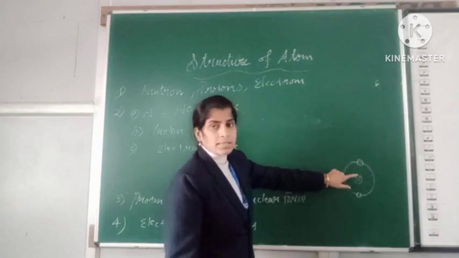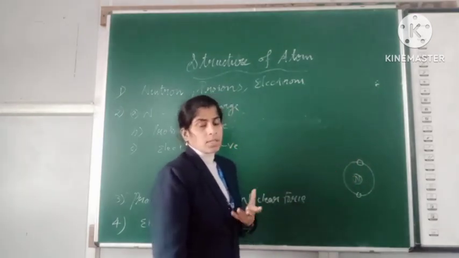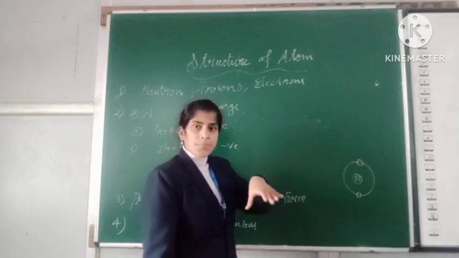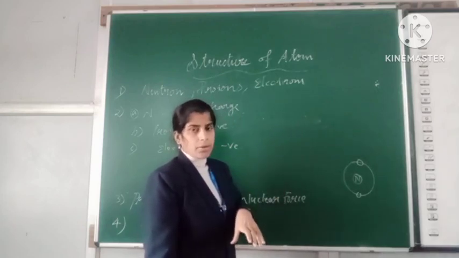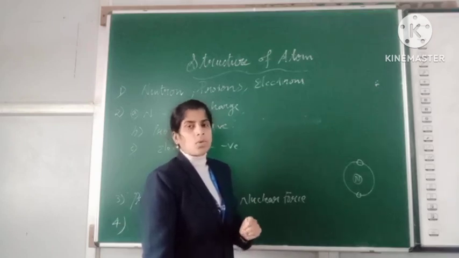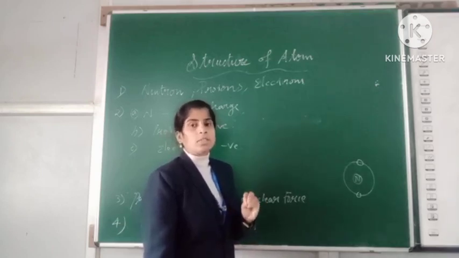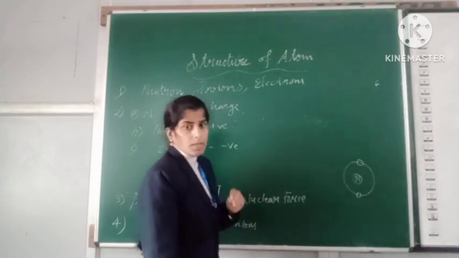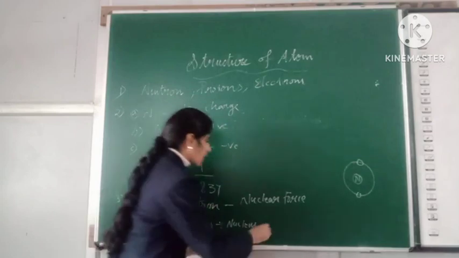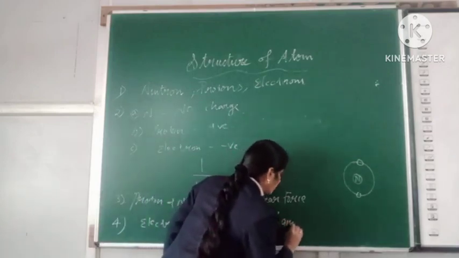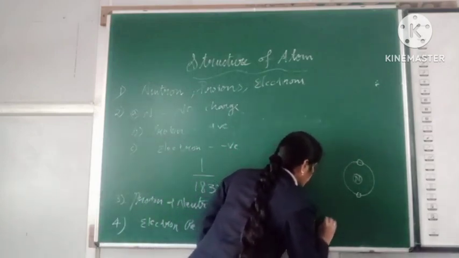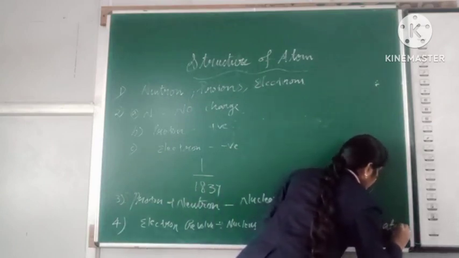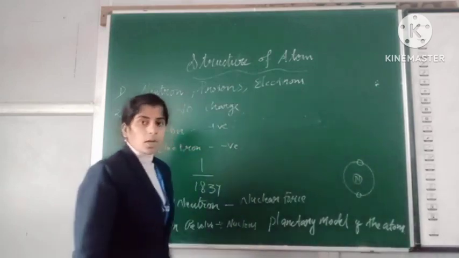Okay, so just like I said about our solar system, you know that the sun is the nucleus, and all other planets revolve around the nucleus, that is the sun. So this we call as what? Planetary model of the atom. Planetary model of the atom.